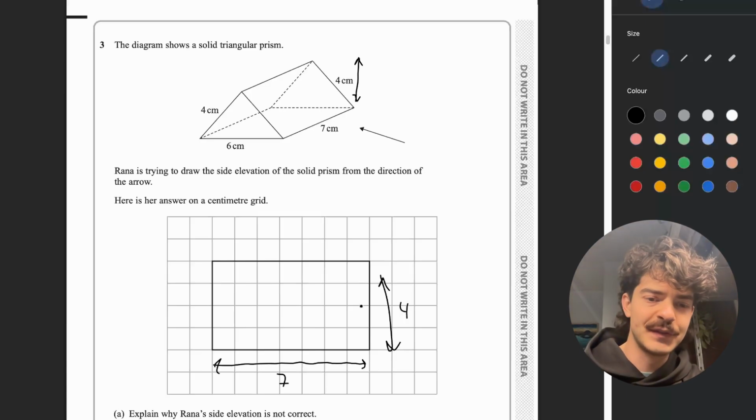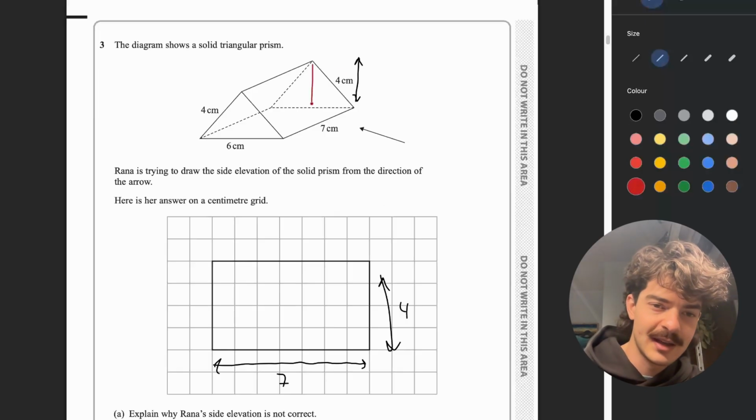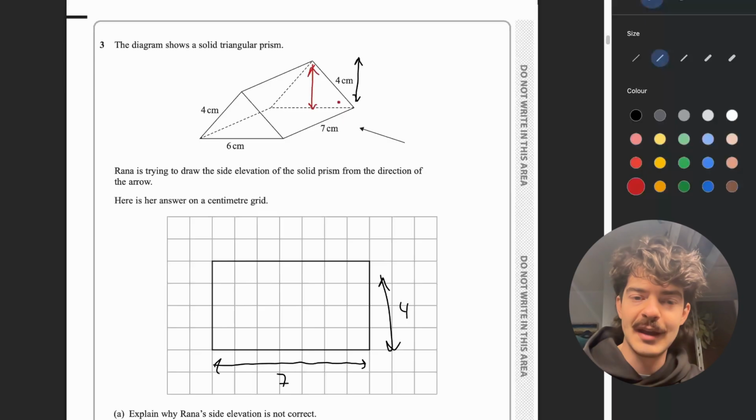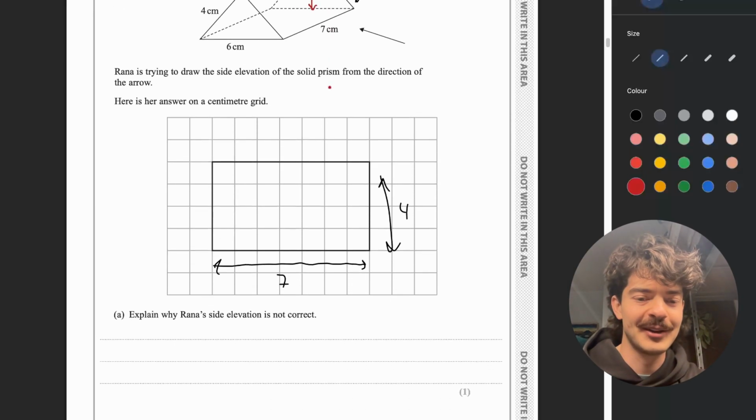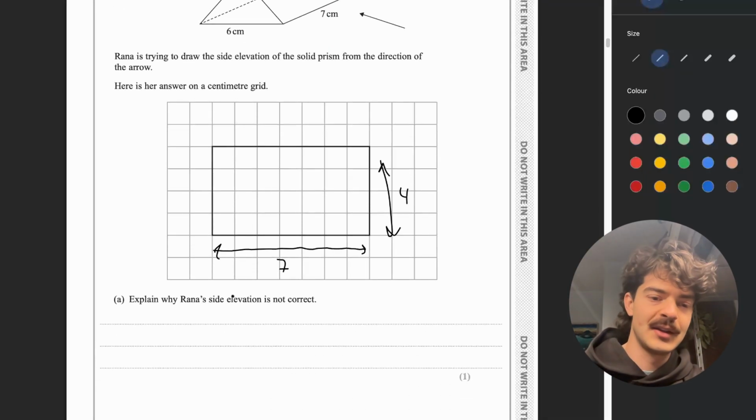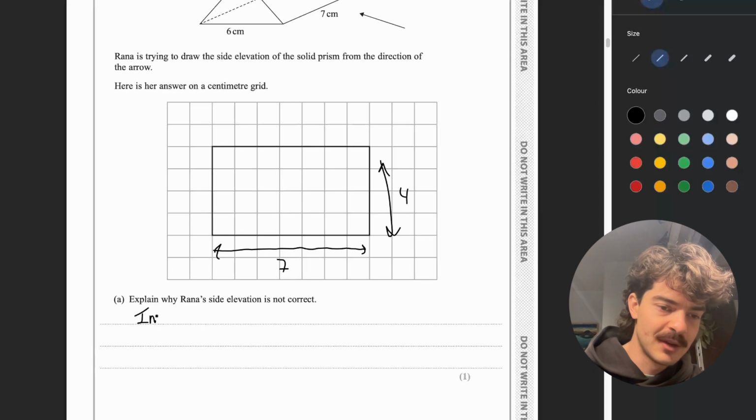It's almost that diagonal height that we're looking at. So this 4 is incorrect. It would actually end up being whatever this vertical height is here. You'd probably have to do a bit of Pythag or something to figure that out. So here, I'd actually keep it super simple and just go incorrect vertical height.